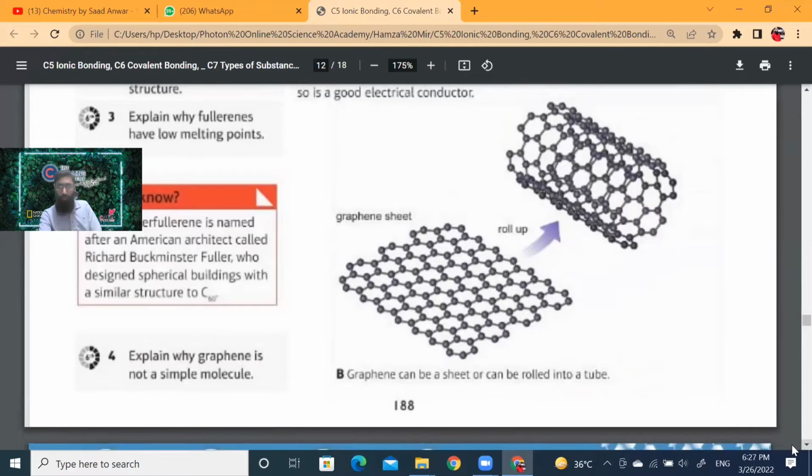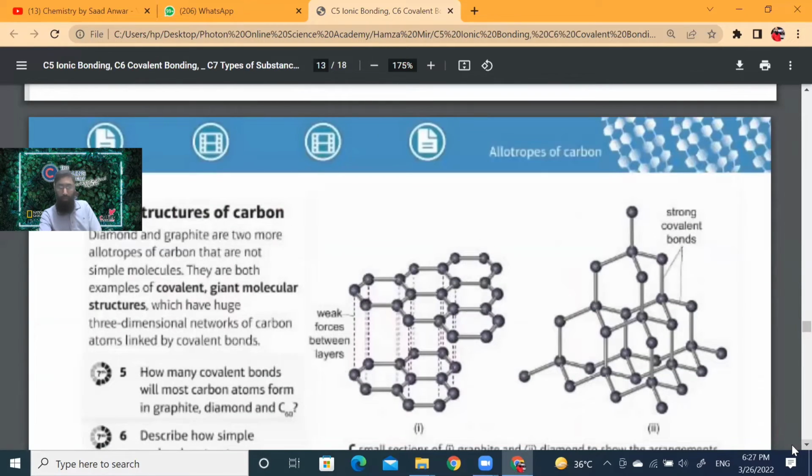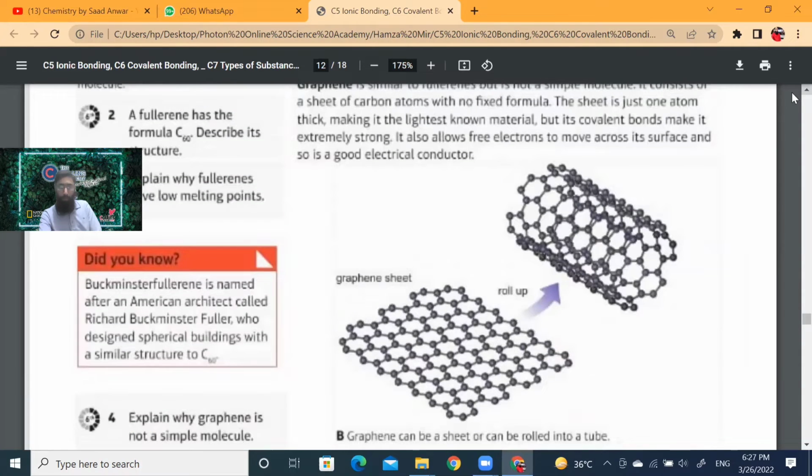So now there are a few questions and we will try to understand these questions. Before going to discuss this question, there is a very interesting piece of information written in that box. Did you know Buckminster is the name of an American architect, whose full name is Richard Buckminster Fuller, who designed the spherical buildings with structures similar to carbon-60, in Montreal, Canada.